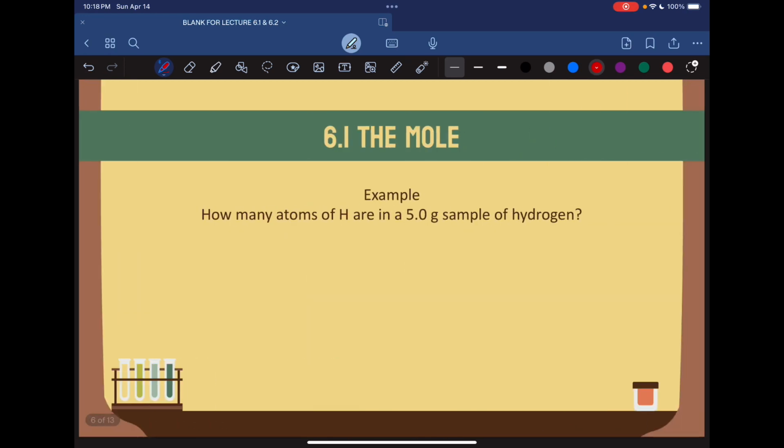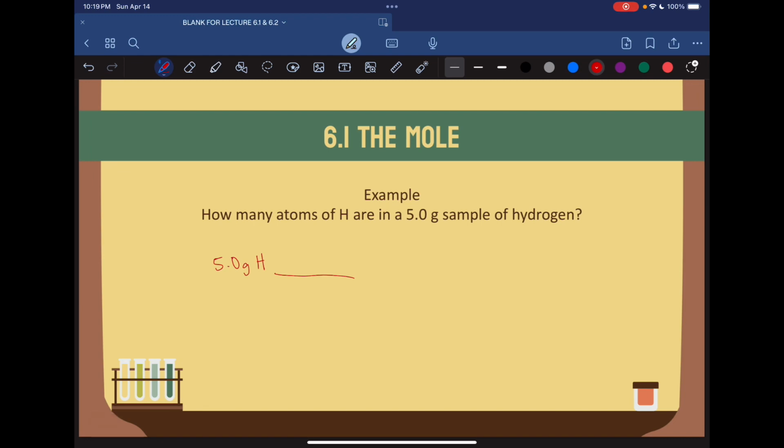Now, how many atoms of H are in a 5-gram sample of hydrogen? So I'm going to start with my 5.0 grams of hydrogen. It's important to put your unit, and if you know what element or compound it is, write that down as well. Draw your line because you're converting. We're looking at the periodic table.